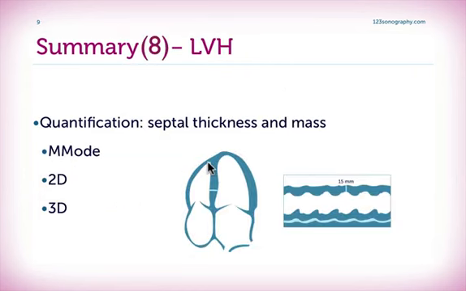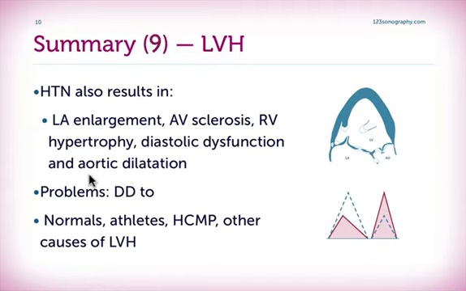To quantify LVH, we can use septal thickness and mass, which can be calculated using M-mode methods, 2D methods, and 3D methods. It is sometimes difficult to differentiate hypertensive heart disease and left ventricular hypertrophy from physiologic forms of hypertrophy, as you would see it in athletes, and other forms such as you would find them in hypertrophic cardiomyopathy or other causes of left ventricular hypertrophy.